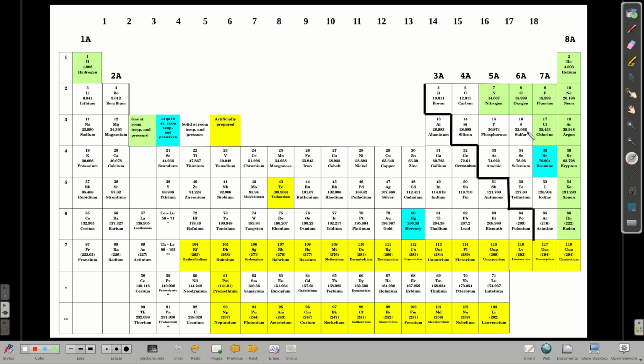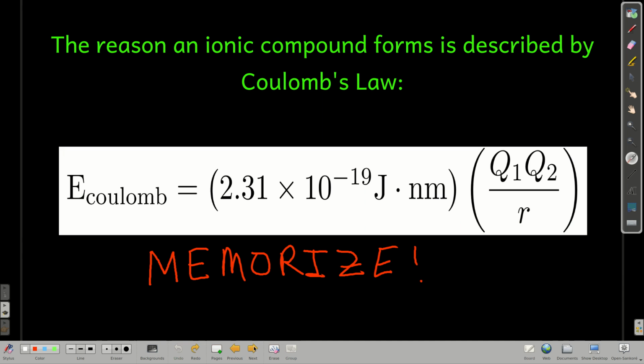On the other hand, if sulfur reacts, it's going to tend to gain 2 electrons so that it can be like the nearest noble gas, and have the same number of electrons as argon, which has 18. So sulfur would gain 2 electrons and it would have a negative 2 charge. It would make an anion. That's the octet rule.